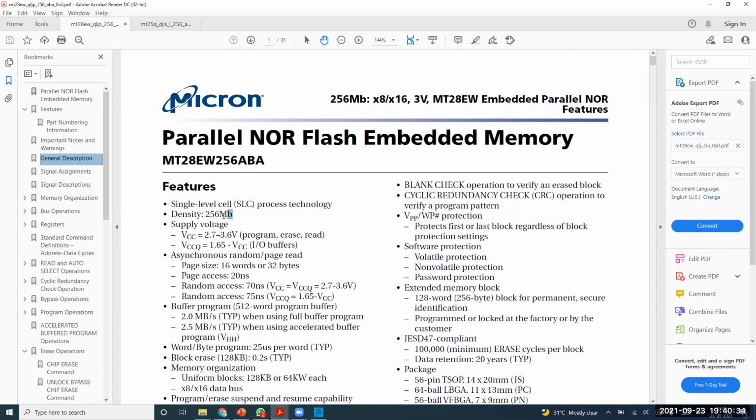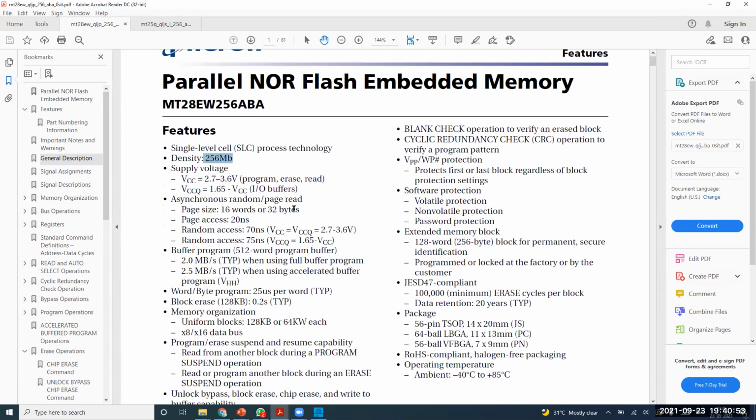This is what they say here. Density. Okay. And they have something called single level and multi-level. This is called SLC. There's something called MLC and TLC and QLC and all. That we'll discuss later. That's actually how many layers it has: single layer, multi-layer, tri-layer and quad layer.